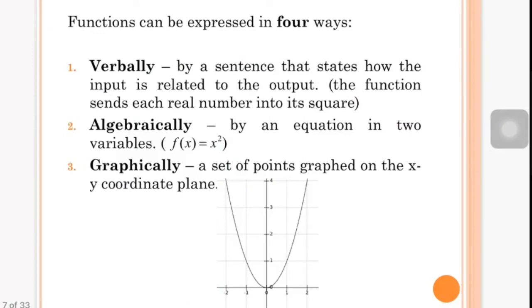A function can be expressed in four ways. First, verbally, by a sentence that states how the input is related to the output. Then algebraically, by an equation in two variables, f(x) equal to x squared. And also graphically, a set of points graphed on the x, y coordinate plane. So this is the graph for f(x) equal to x squared.